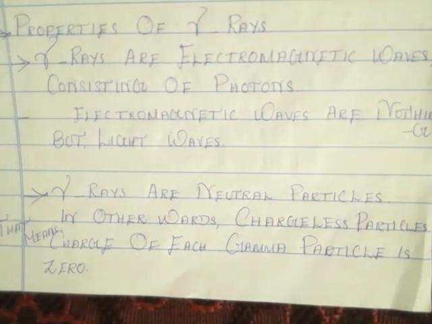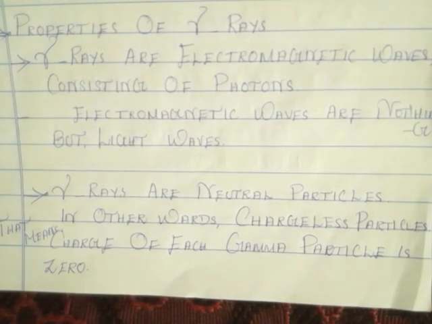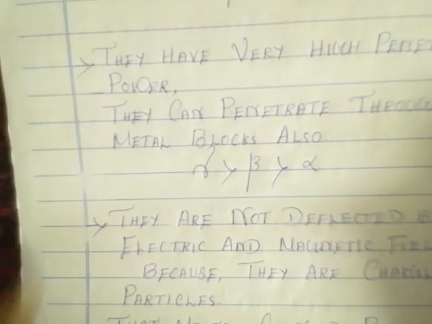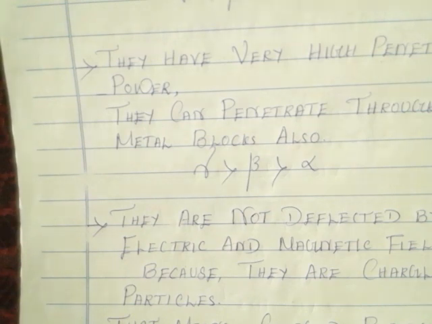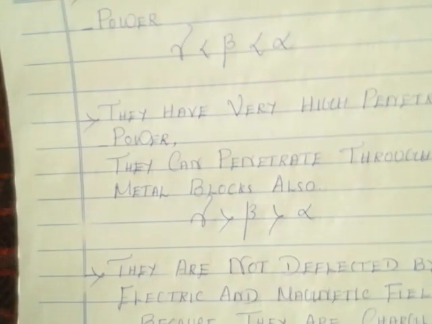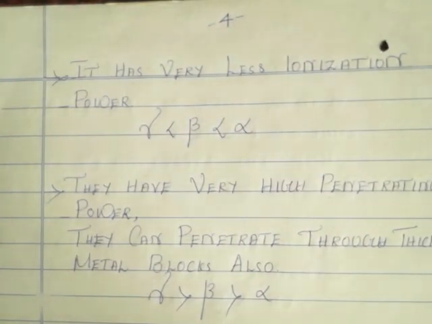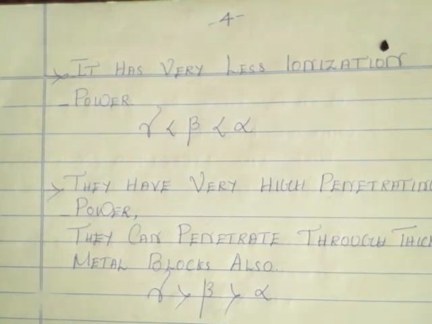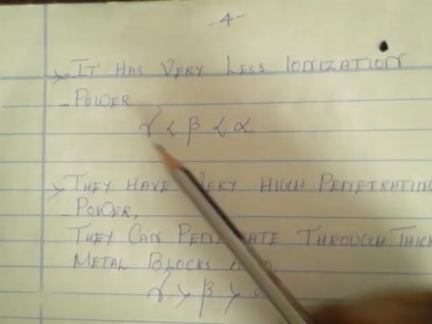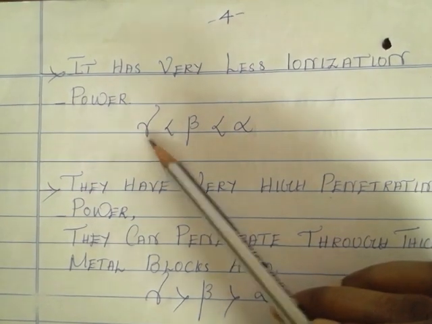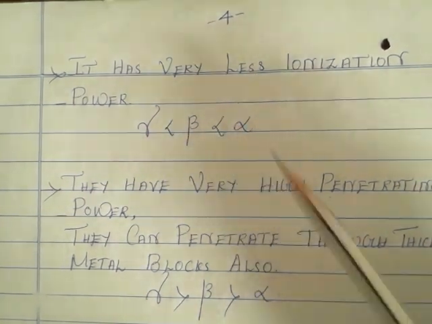Gamma rays are neutral particles. In other words, chargeless particles. That means the charge of each gamma particle is 0. They have very little ionization power. Already I have introduced this format. When compared to alpha and beta radiations, the ionization power of the gamma radiations is very low. That is why gamma is less than beta, which is less than alpha.